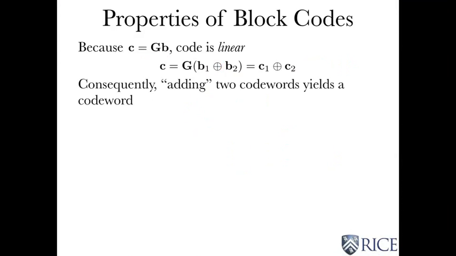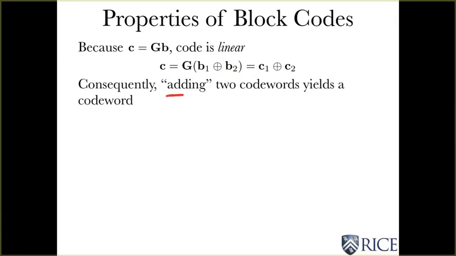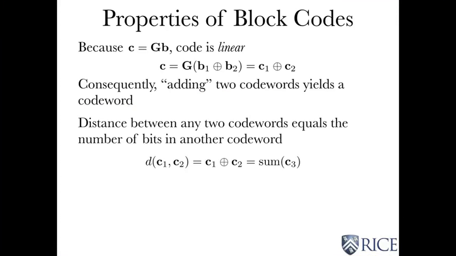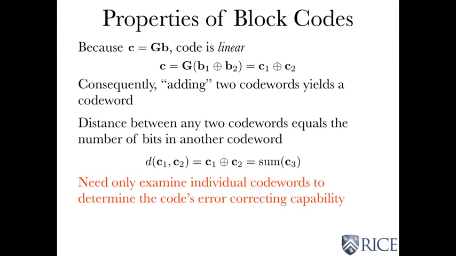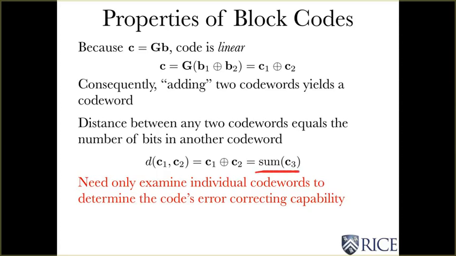So adding together 2 code words results in another code word. Well, that means that the distance between any 2 code words has got to be the same as the number of bits in some other code word. So we only need to examine individual code words, not pairs, to figure out the code's error correcting capability. We just need to examine how many 1s are there in every code word. And that tells us what the Hamming distances are between all possible pairs.